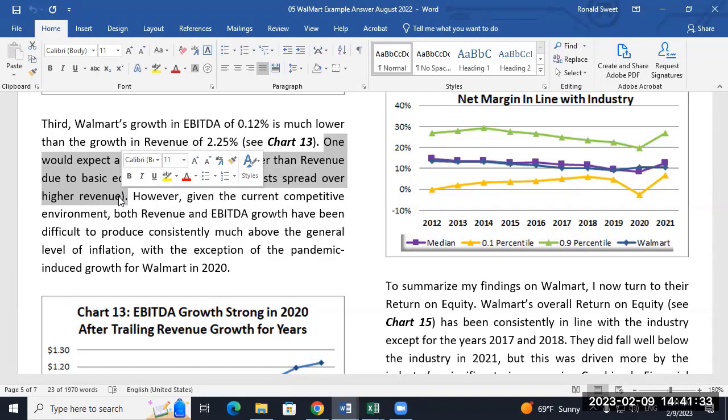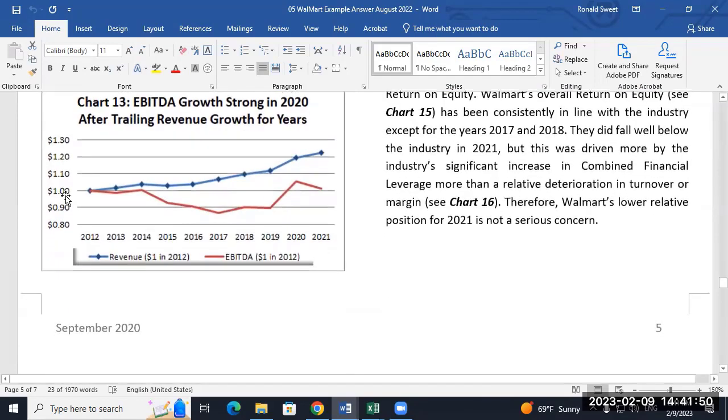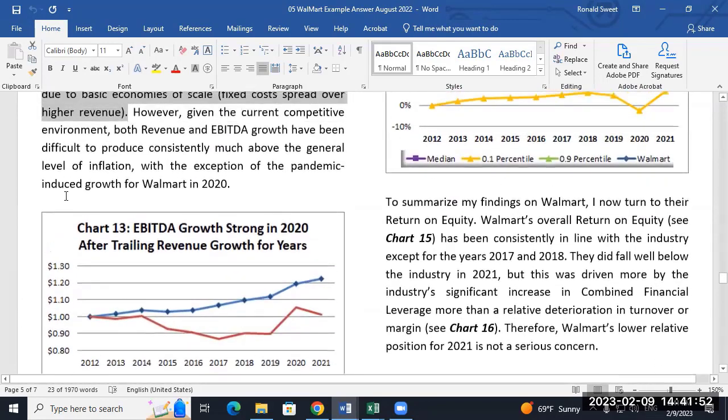Obviously, a big part of Disney is travel and leisure, with cruise lines and theme parks. But with Walmart, I said, given the current environment, both revenue and EBITDA have been difficult to produce consistently above general inflation. So yeah, it's been tough for Walmart.